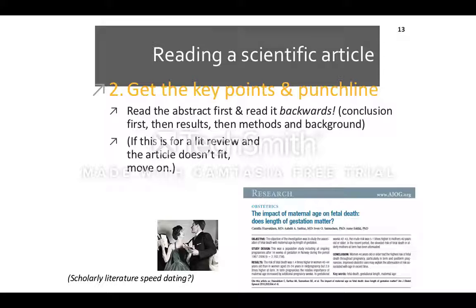So read the abstract, and read it backwards. Start with the conclusions and then look at the results and the methods in the background. And that lets you know, like speed dating, if you want to continue reading this article. It might not be relevant to your topic area.